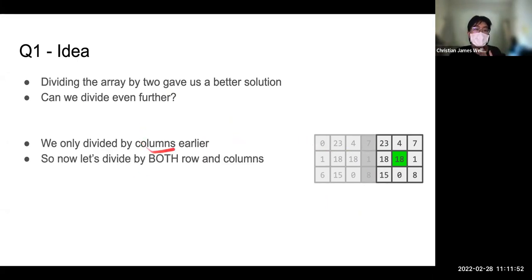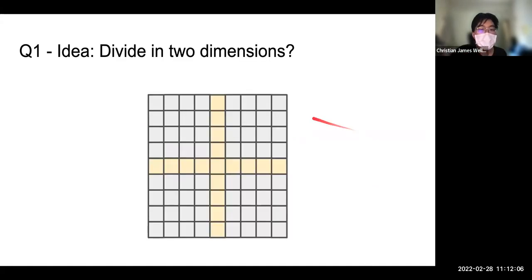Divide even further, meaning that we only divided by columns earlier. But let's try to divide by both rows and columns. So we don't just divide by 1 dimension, we divide by 2 dimensions, to get something like this.